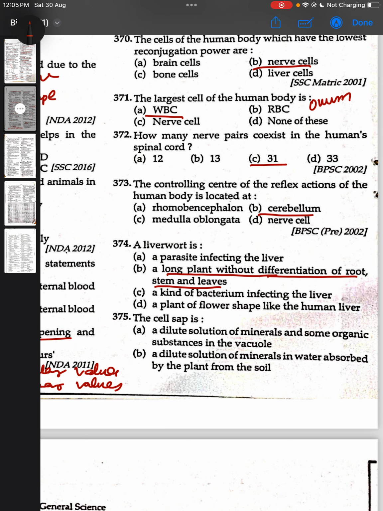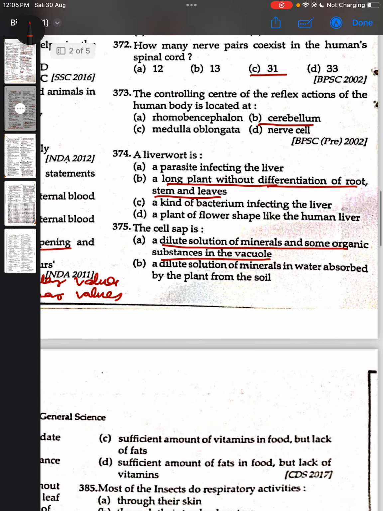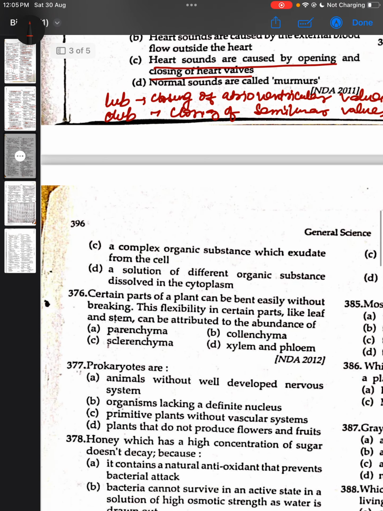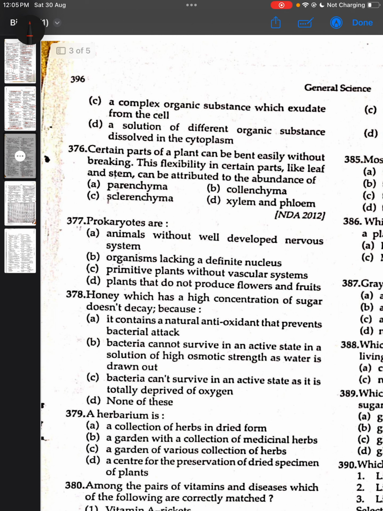The cell sap is a dilute solution of minerals and some organic substances in the vacuole. Certain parts of a plant can be bent easily without breaking. The flexibility in certain parts like leaf and stem can be attributed to the abundance of collenchyma. Collenchyma provides support to the growing parts like stem and leaves, and sclerenchyma provides support to the hard and rigid mature part of the plant.